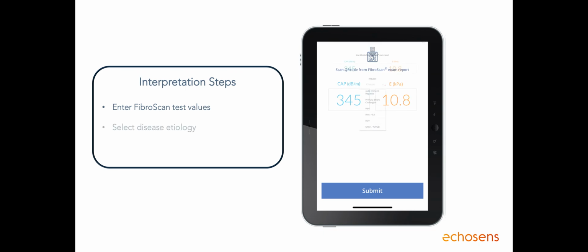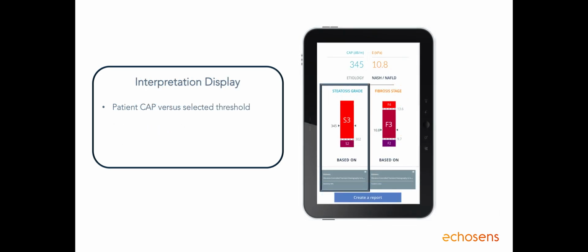Then what I'm going to do is I have to pick what disease etiology today's patient has. In this example, I will first walk you through NAFLD-NASH. So if we had a patient with suspected fatty liver disease, we would pick the NAFLD-NASH choice, and then we would click Submit, and this tells the application that it should be comparing these two values that we entered from today's FibroScan to the threshold values within fatty liver disease. Then we're going to see a display such as you see here.